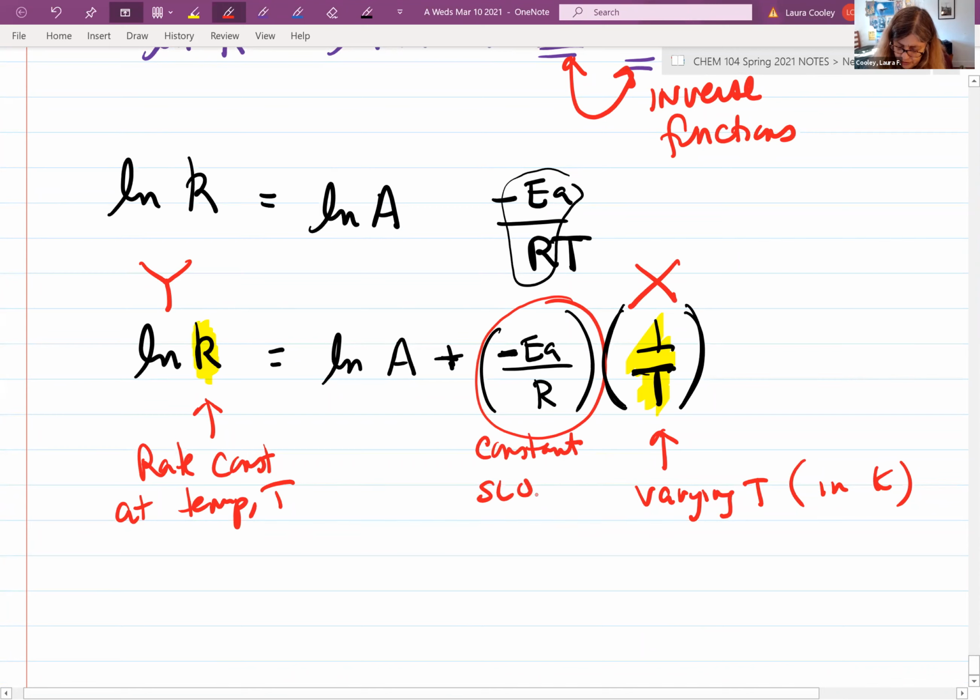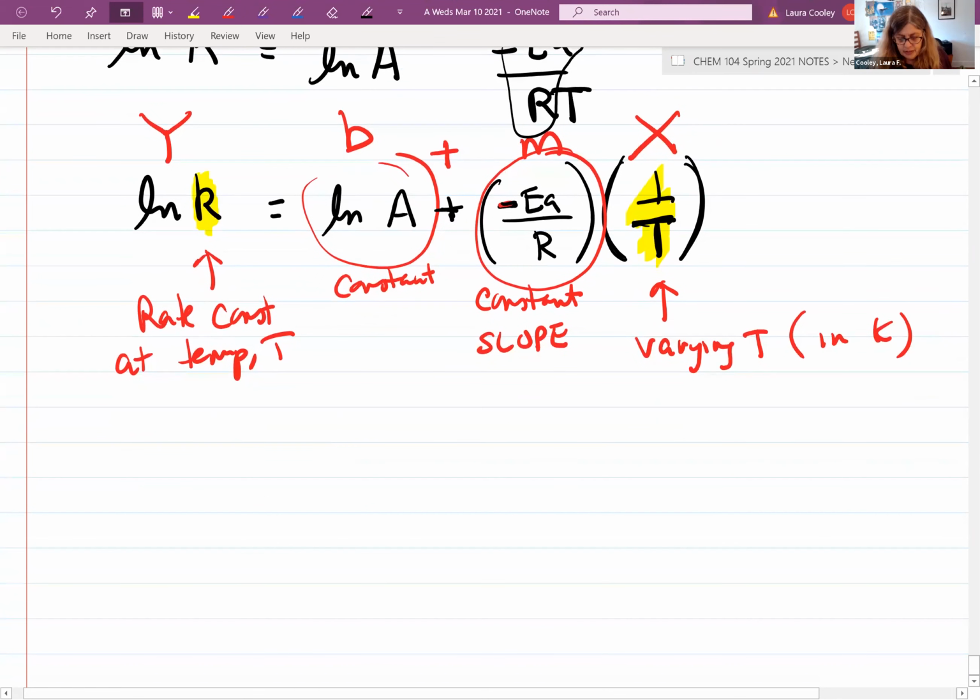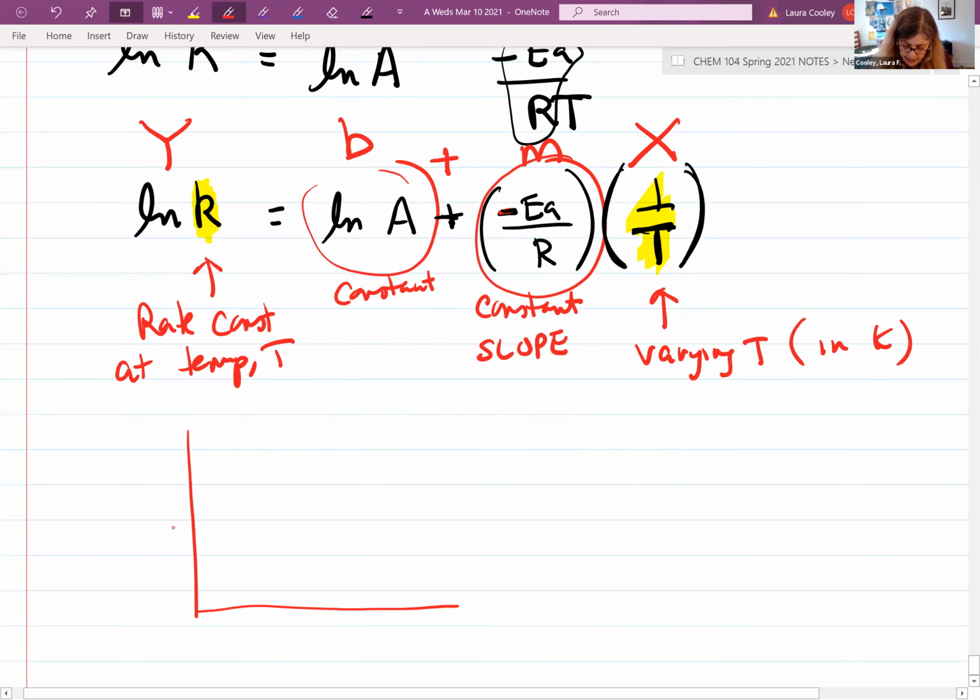It's the slope minus EA over R. This is a constant for a given reaction. So what I've got here is Y equals mx plus b. So if you do a graph of the natural log of K versus 1 over the temperature in kelvins, it'll look like this.